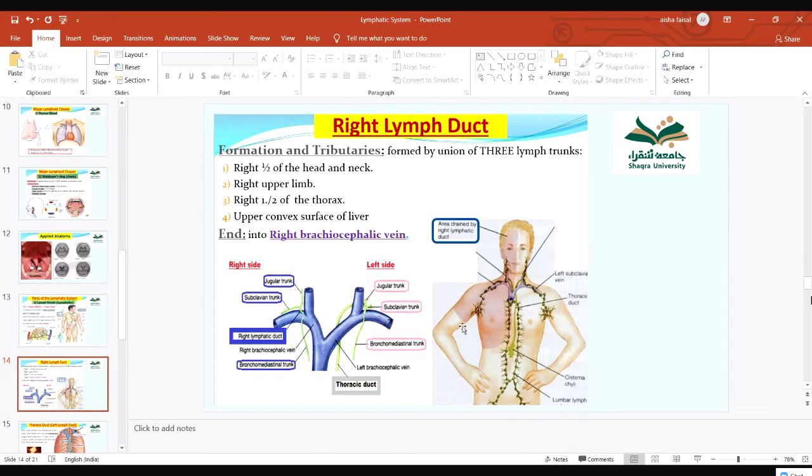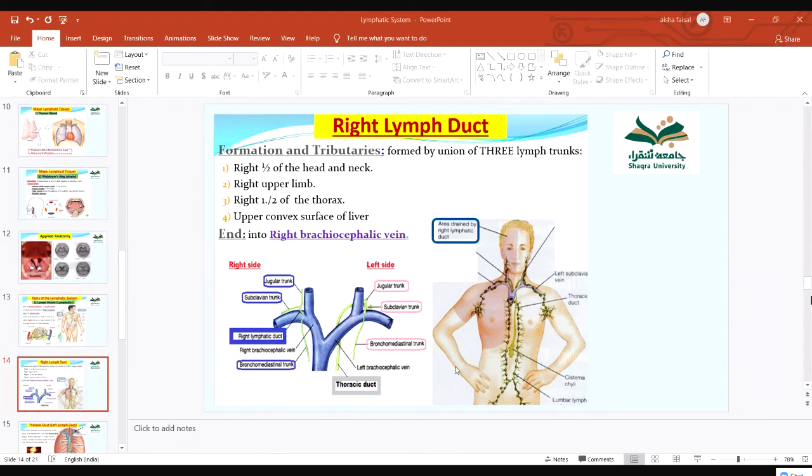Ultimately, you can see this is your right upper limb, this is the right half of your thorax, the right half of your head and neck, and face. The lymphatics from all these parts will all open into this right lymphatic duct. But before the right lymphatic duct is formed, what is happening?